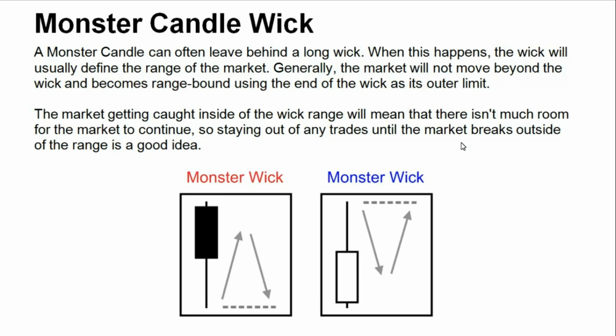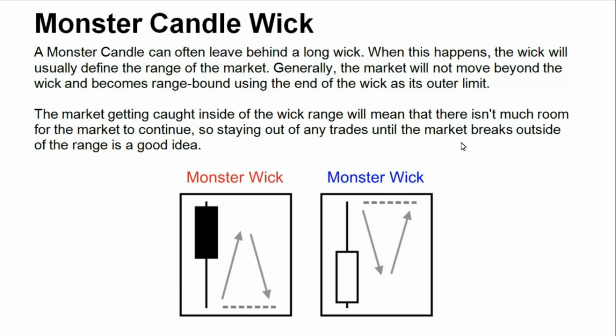In the previous video I talked about monster candles. This time around it is monster candle wicks. A monster candle wick often leaves a long wick behind, either on the support area or on the resistance area. When this happens, the wick will usually define a range in the market.